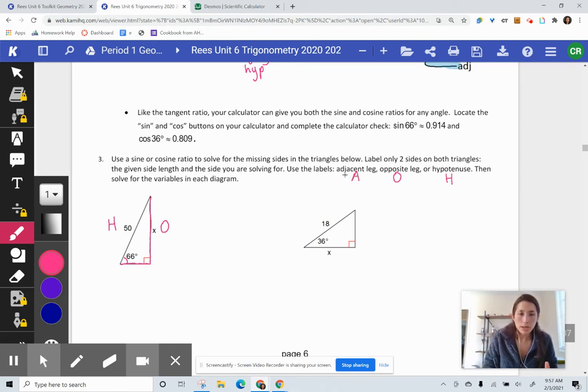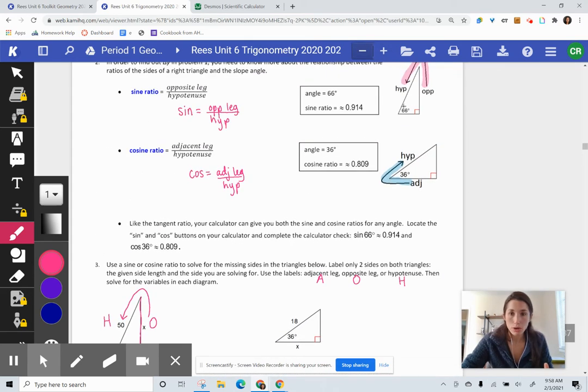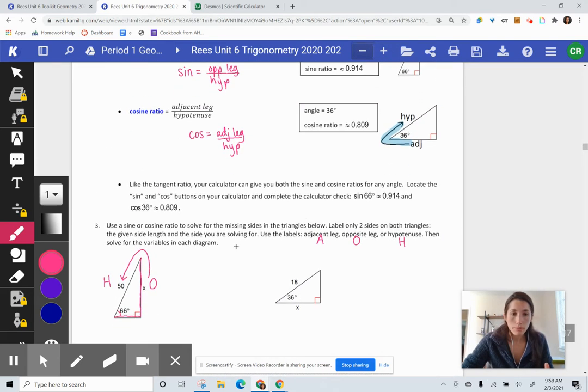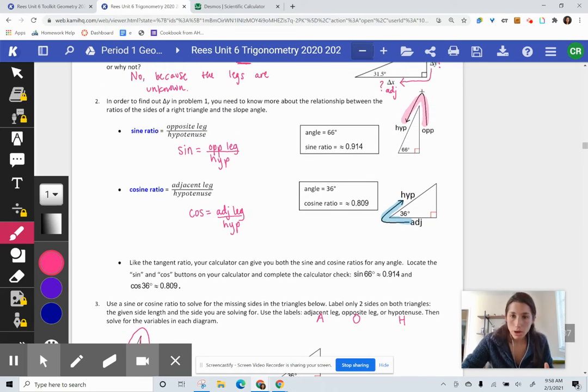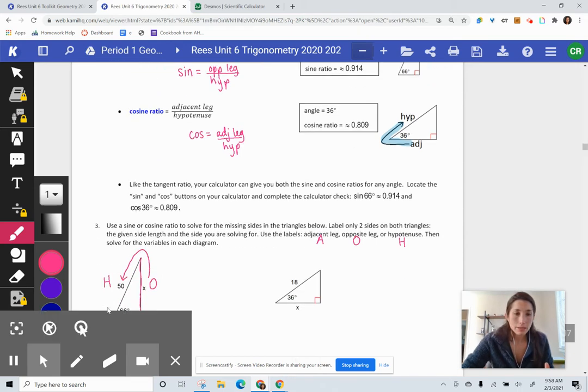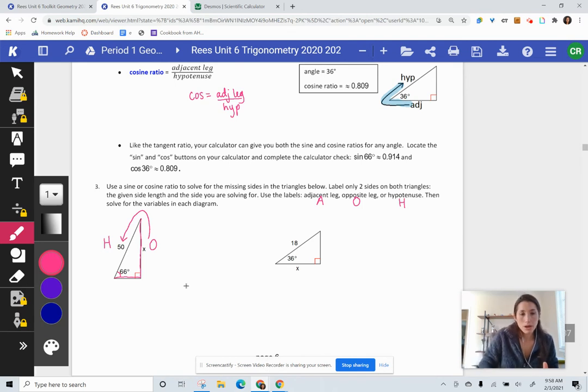Okay, so I want to do opposite over hypotenuse for this. And this ratio is our ratio for sine. If you notice here, opposite over hypotenuse, we've got our 66 degrees. What I get when I divide those two sides needs to equal this decimal value. So now we can say opposite over hypotenuse, I know that's a sine ratio, which is, remember, opposite leg over hypotenuse. Then I can say, it's a sine of 66 degrees this time, and the opposite is x, and the hypotenuse is 50.